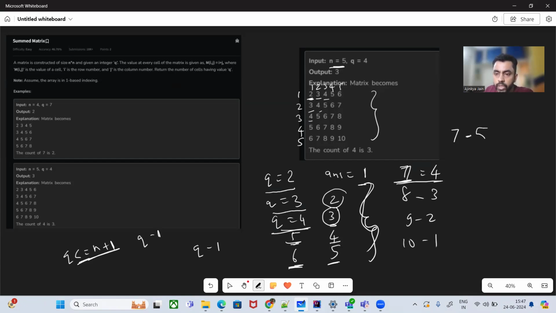N is 5. Okay, and if we minus 1 from it, what do we get? We get 1 as the answer, right? So for q, what is the formula? q minus n minus 1. q minus n minus 1 is the formula. With this, we get 1.